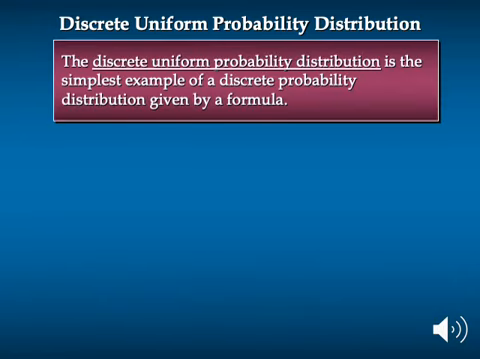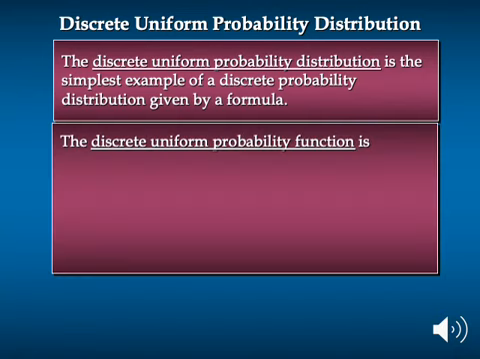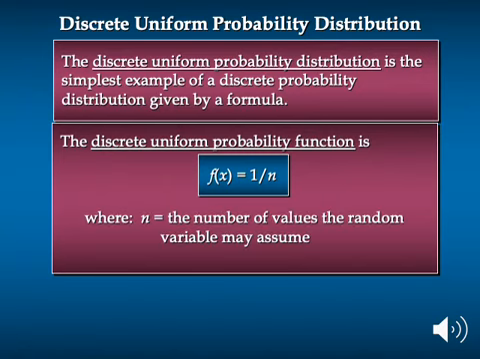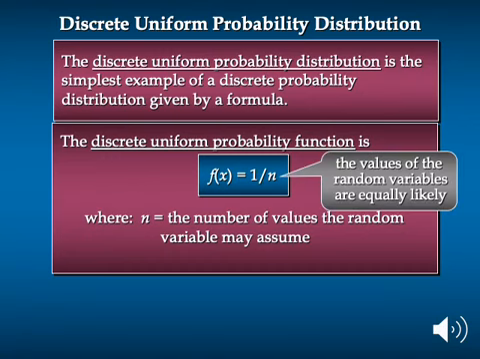Discrete uniform probability distribution. The discrete uniform probability distribution is the simplest example of a discrete probability distribution given by a formula. The discrete uniform probability function is that f(x) is equal to 1 divided by n, where n equals the number of values the random variable may assume. All of the values divided into 1 is the answer that you would get. The values of the random variables in this case are all equally likely to occur.